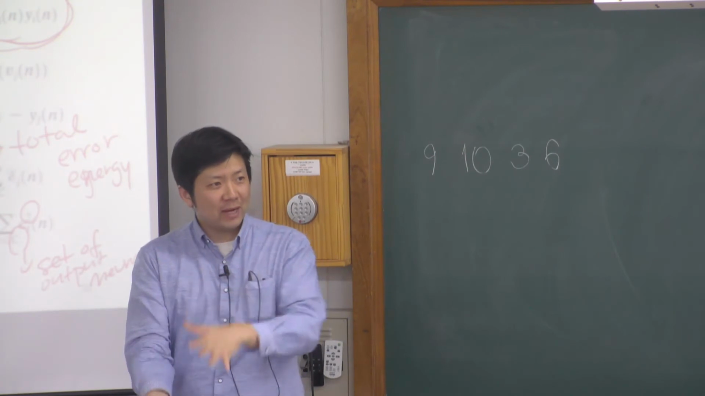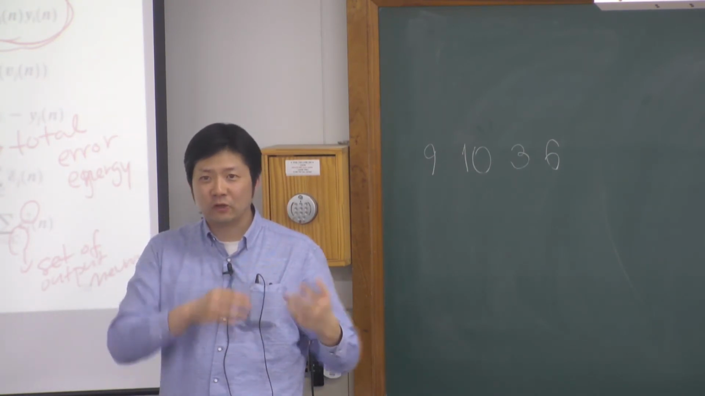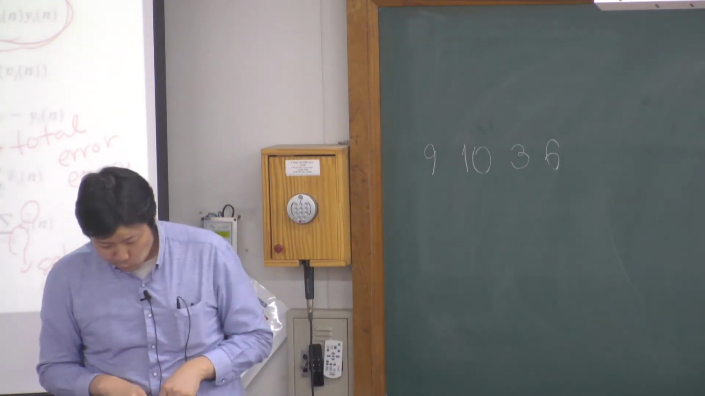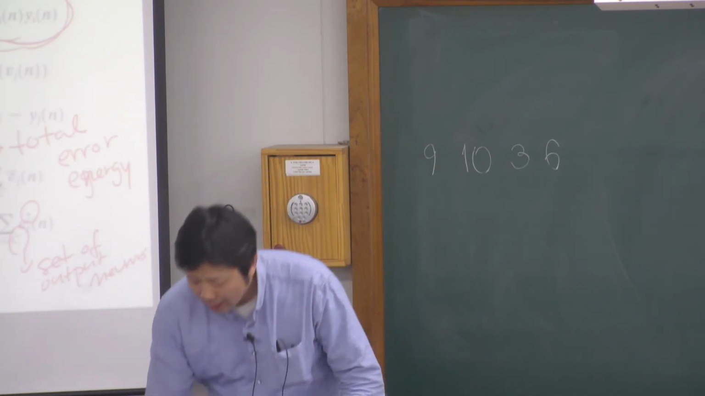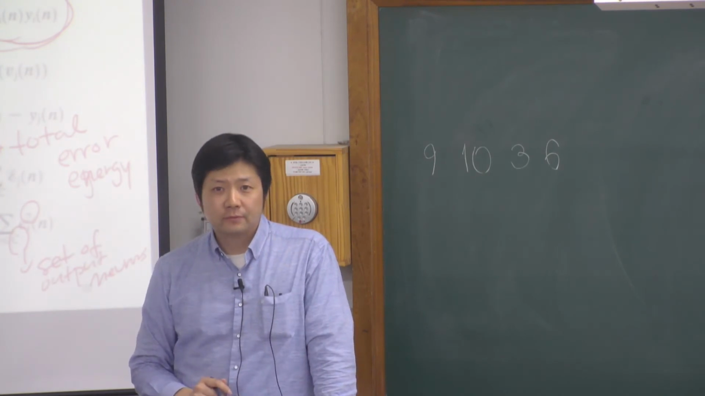So we try to minimize this error energy by training, by adjusting the weight values. Okay, so that's called backpropagation. Then the question is how we can adjust a specific weight value.